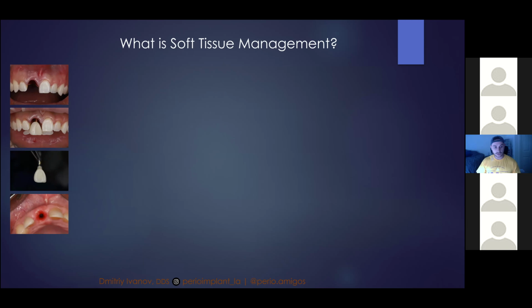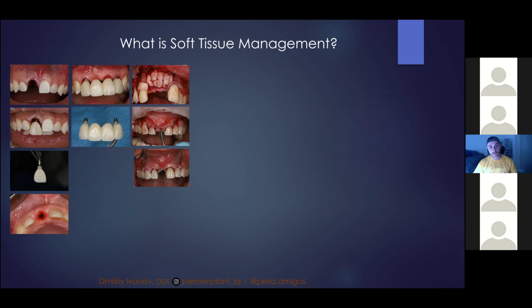So, this is a prime example of soft tissue management from atraumatic extraction, as well as management or maintenance of soft tissue the way it is at the time of extraction with immediate implant placement and temporization. Also site development, whether it's a pontic site development or an existing edentulous site. So that's soft tissue management.